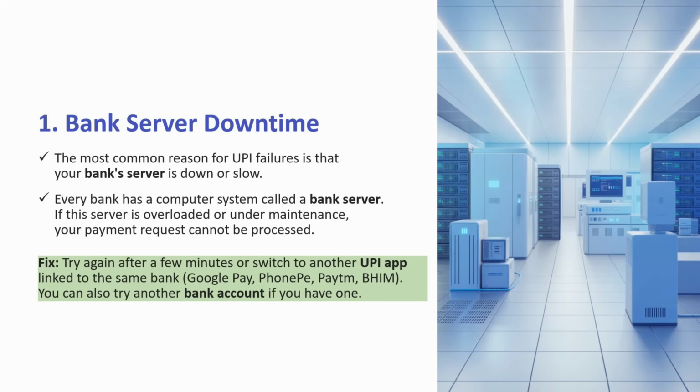First one is bank server downtime. The most common reason for UPI failure is that your bank server is down or slow. Every bank has a computer system called a bank server. If this server is overloaded or under maintenance, your payment request cannot be processed. The fix is to try again after a few minutes or switch to another UPI app which is linked to the same bank. And you can also try another bank account if you have one.